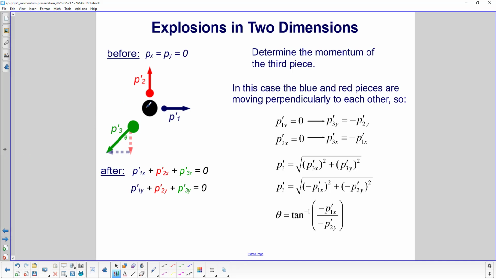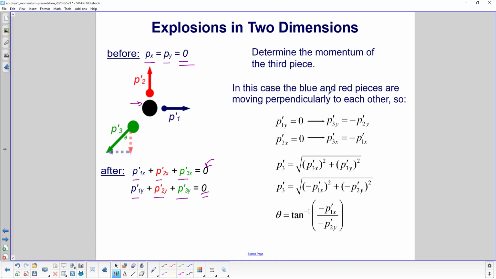Before the explosion, this object is not moving. So px is equal to py is equal to 0. Afterwards, we have p'1x plus p'2x plus p'3x has to equal the initial momentum in the x direction, which is 0. Then p'1y plus p'2y plus p'3y also equals 0.